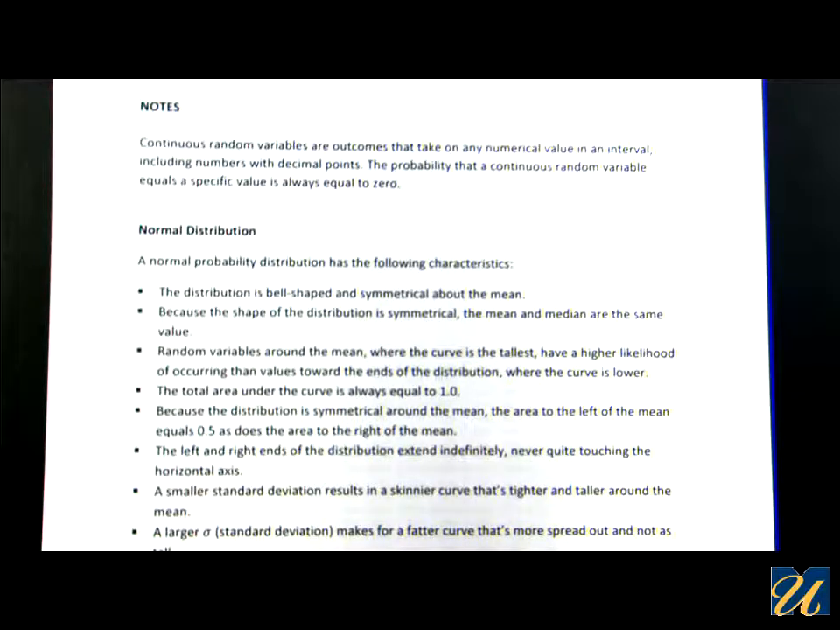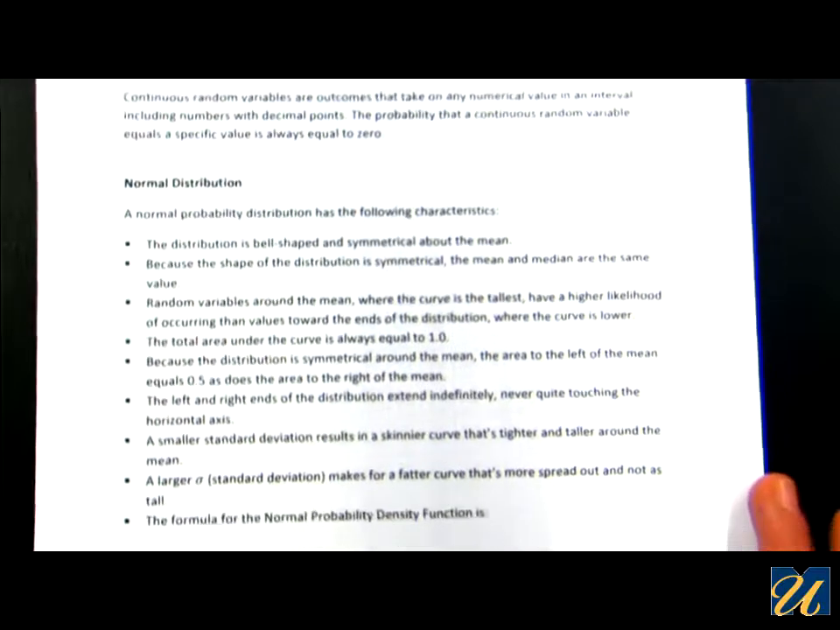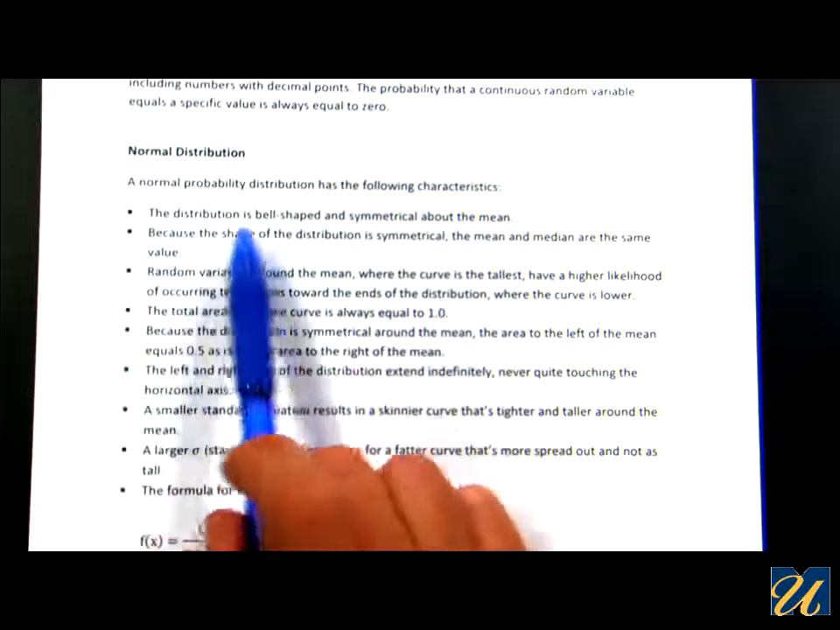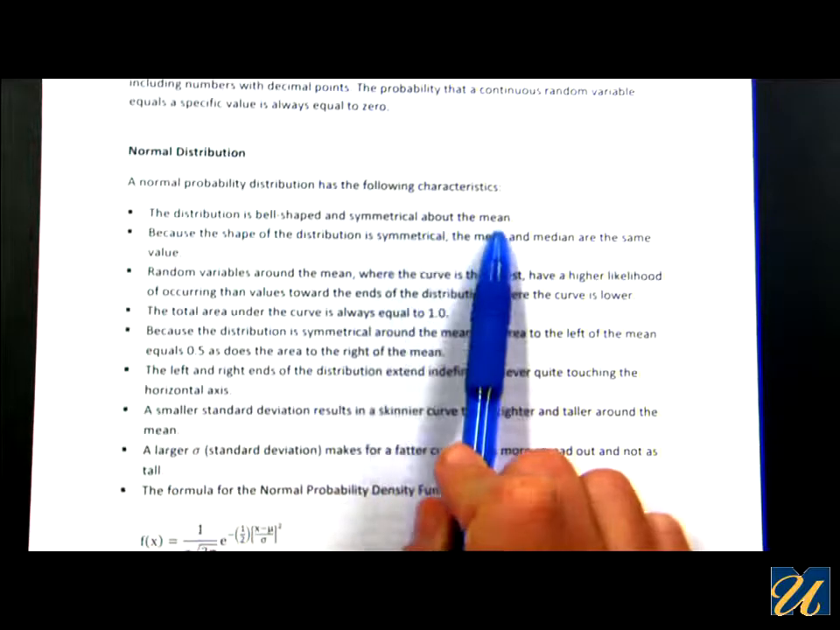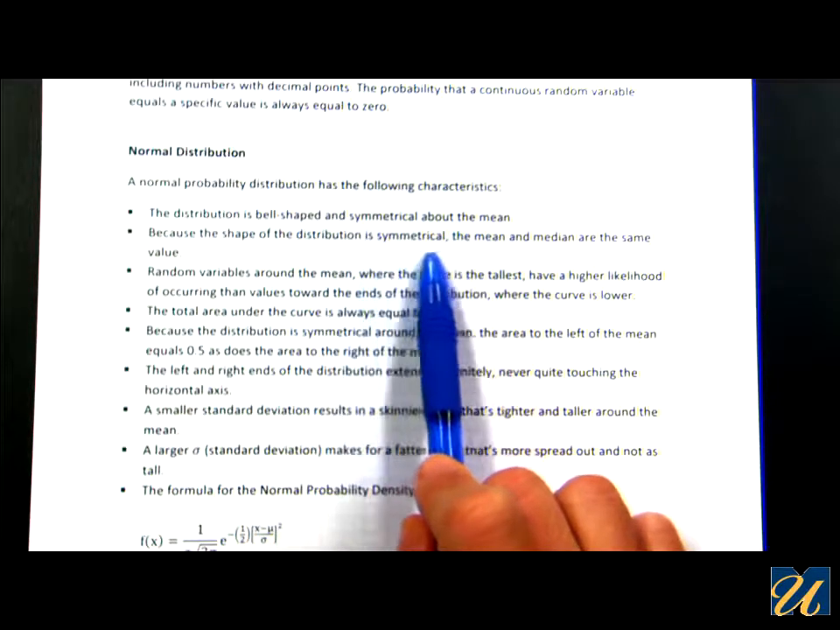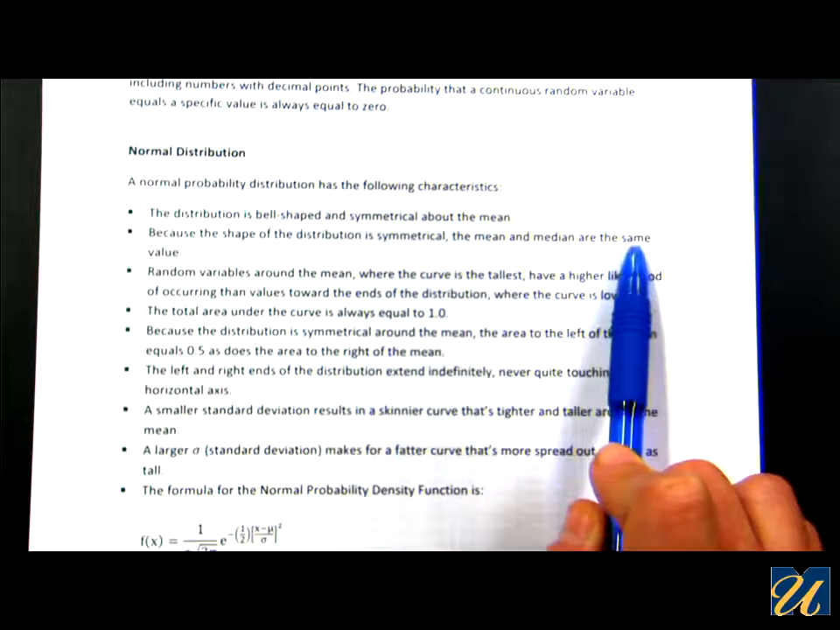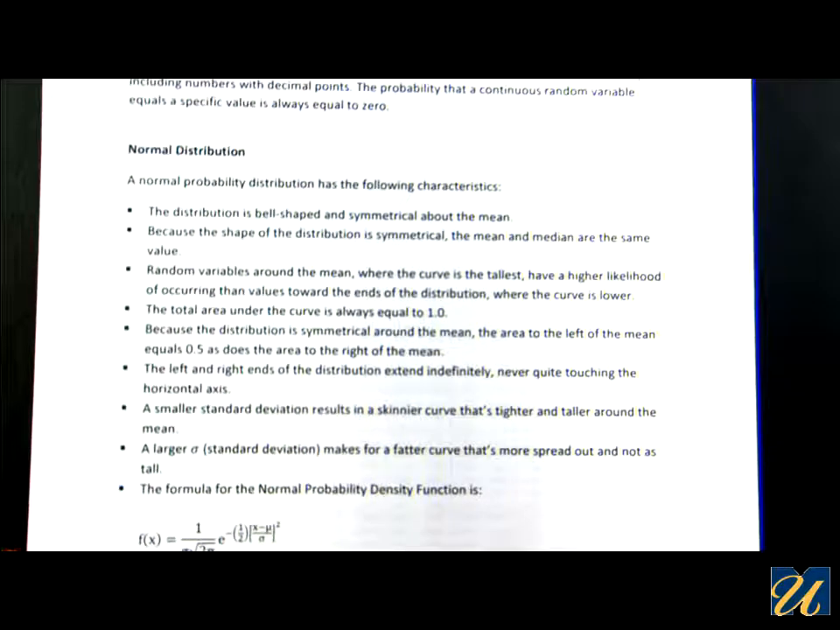Normal distribution. The normal distribution is one of the most popular, most commonly used continuous probability distributions. It has the following characteristics. These characteristics, you need to know them very, very well. The distribution is bell-shaped and symmetrical about the mean. Because the shape of the distribution is symmetrical, the mean and the median are the same value or approximately the same value. Random variables around the mean, where the curve is the tallest, have a higher likelihood of occurring than values towards the ends of the distribution where the curve is lower.